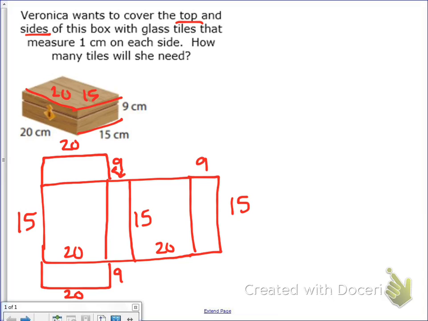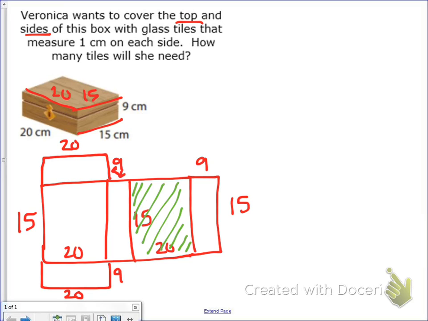Now, since Veronica only wants to cover the top, this bottom base that I'm shading right now, we are not going to find the surface area for that bottom shape right there, because like our instructions said right here, she only wants to find the top and the sides. So with that, we're going to find the area for all of these.